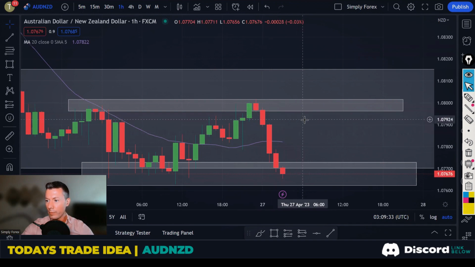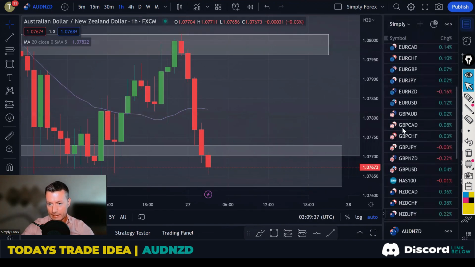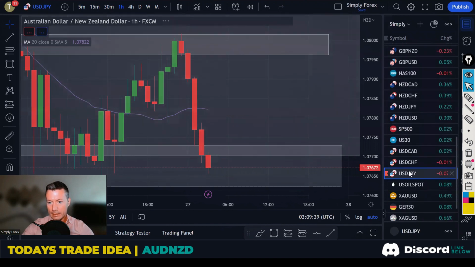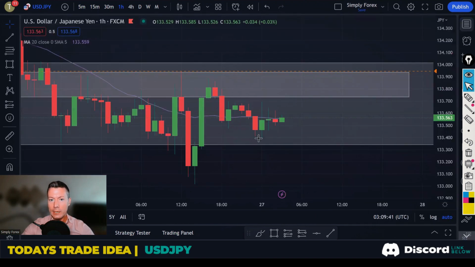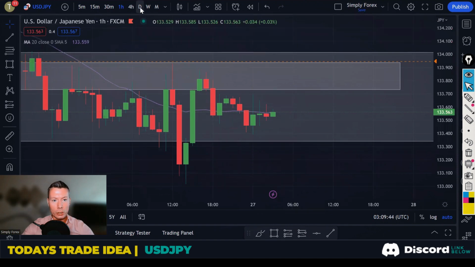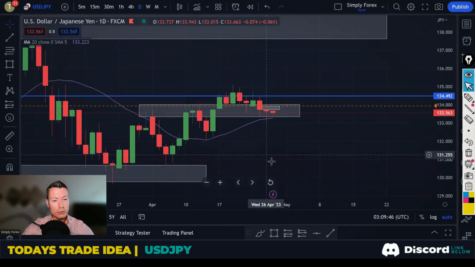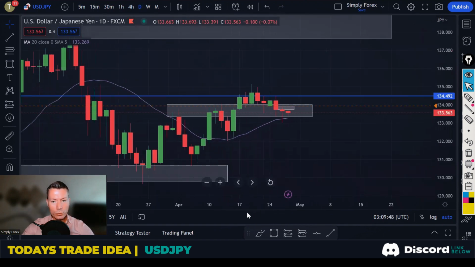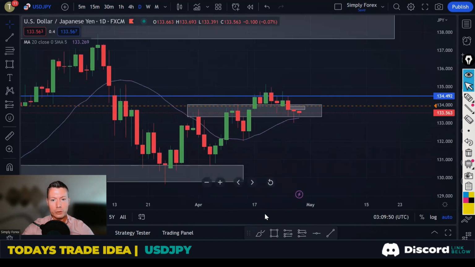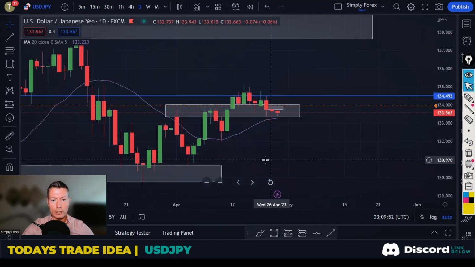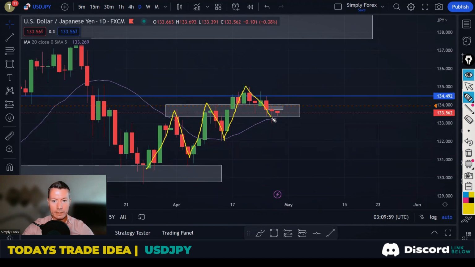All right, guys, so that's what we're looking at. And the final trade today is US dollar against the Japanese yen. I know we've been seeing a bit of yen strength really until yesterday. But if you just look at this day chart structurally, we are clearly in an uptrend.